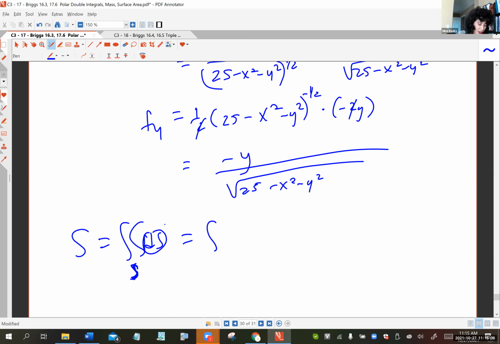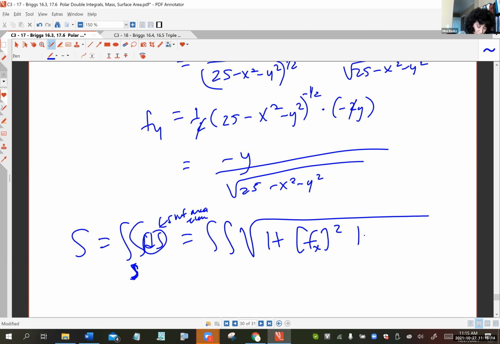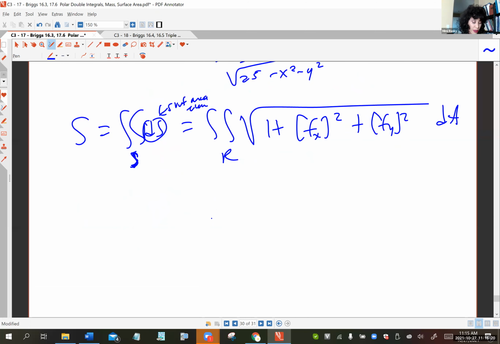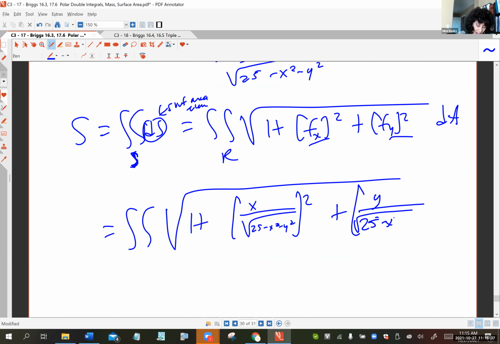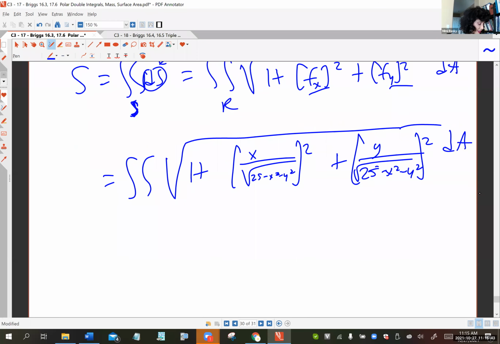Okay, but then this surface area element, remember that dS is really the square root of 1 plus fx squared plus fy squared dA over the region of integration. But for us, now that we got the fx and the fy, it's going to get a little messy, people. I hope you don't freak out. It's going to test your algebra skills. You know, the way you find out if you really know algebra is you take calculus. Ha ha! Yeah. Boy, that looks horrible. Yeah, I know.